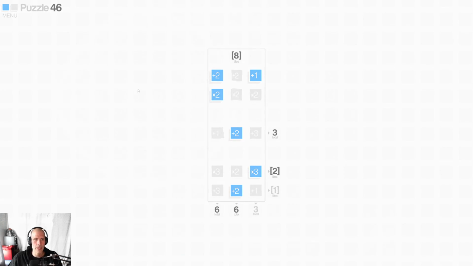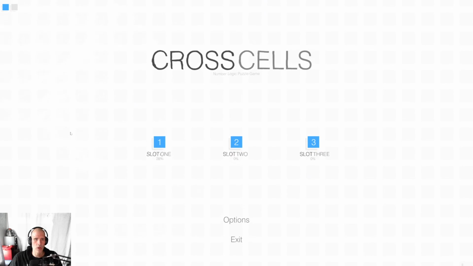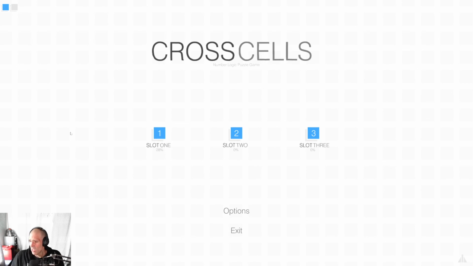All right, then. Oh, what is this? This is not Puzzle Select. This is CrossCells. Seems fine. Probably only a couple hours of playtime max, but yeah, seems fine.